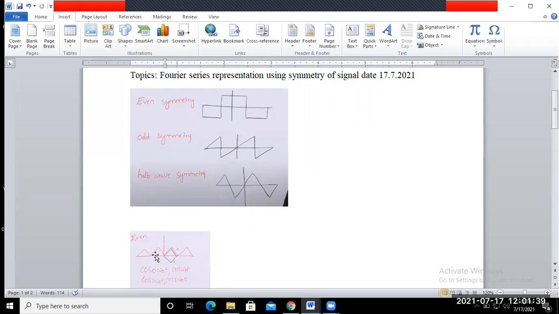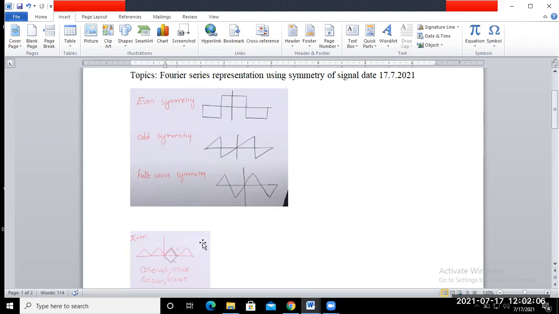And now check whether this one follows the half wave symmetry or not. So shift this half wave, that means started from this one to this one, and take the reverse, that means these paths. So it does not follow the half wave symmetry. Take the reverse of this one, then it does not follow the half wave symmetry. So this one is known as pure even symmetry.